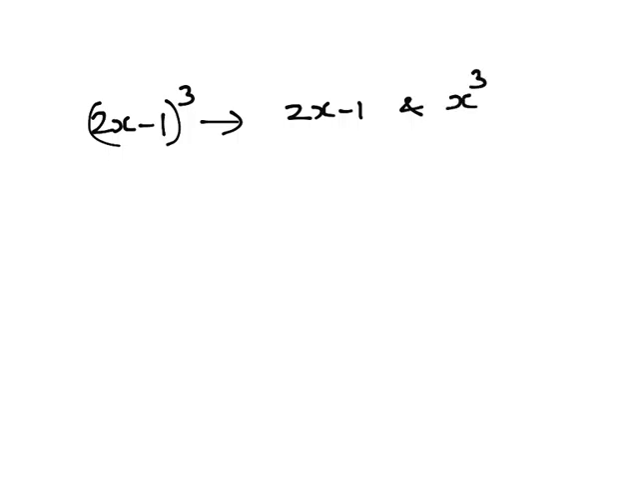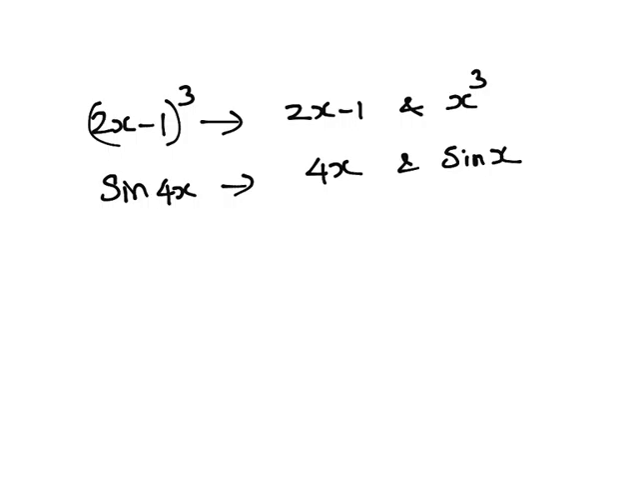Let me give an example. Let's say 2x minus 1 the whole cube. This is the composition of two functions. One function is 2x minus 1 and the other function is x cube. So this is the composition of two polynomial functions. Let me take another example: sine 4x. In this case, it's a combination of two functions. One is 4x, the other function is sine x. So this is the composition of a linear function and a circular function.